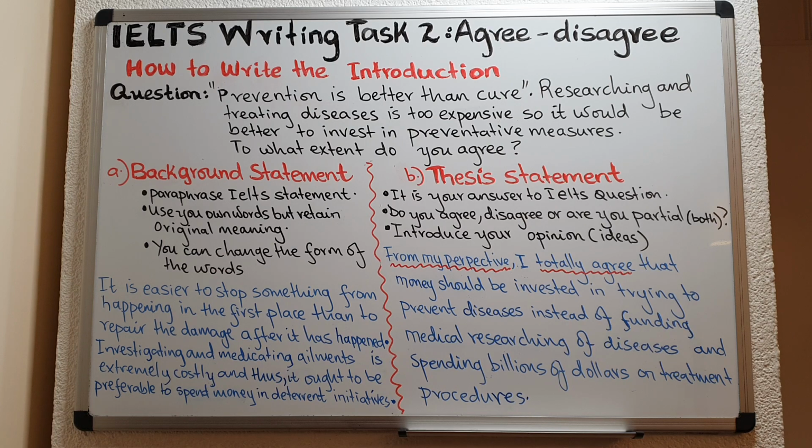As I have done there, the proverb, prevention is better than cure, I have paraphrased it, I have explained it in my own words: it is easier to stop something from happening in the first place than to repair the damage after it has happened. Prevention is better than cure. It is better to stop something from happening. That means prevention in the first place than to repair the damage after it has happened. So damage here means cure.